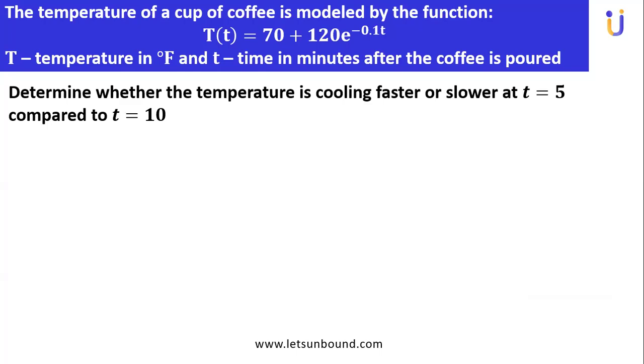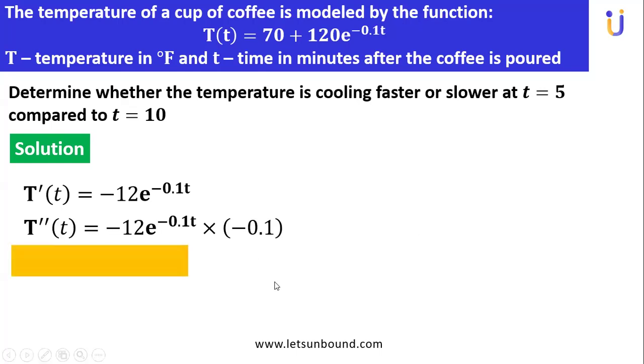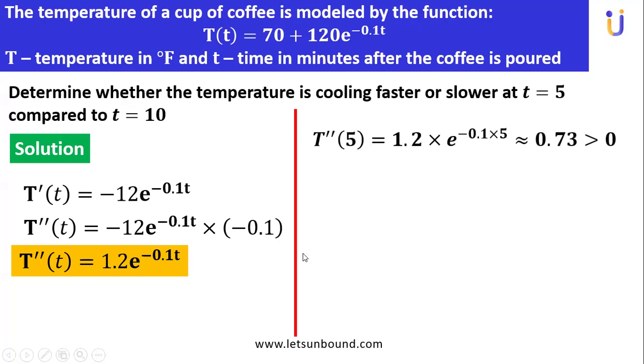Determine whether the temperature is cooling faster or slower at t equal to 5 compared to t equal to 10. So the temperature is cooling down, but is it faster or slower? In that case, we have T dash of t. We are comparing the rate of change of the change, how the rate itself is changing. So T double dash of t, differentiate it again, we got this. And find T double dash of 5, just plug in, you got this, which is greater than 0. Sign convention is important. And T double dash of 10 is also positive.